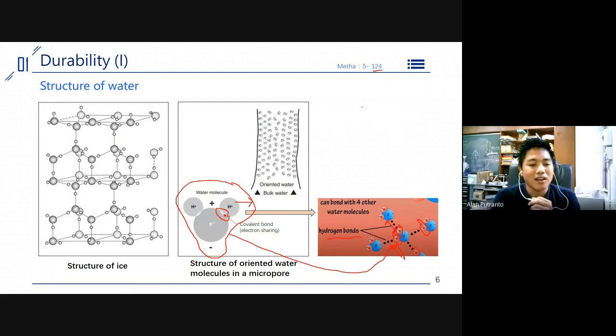Okay, and then the density of ice is approximately 0.917, and after melting that will increase and become 1. Okay.